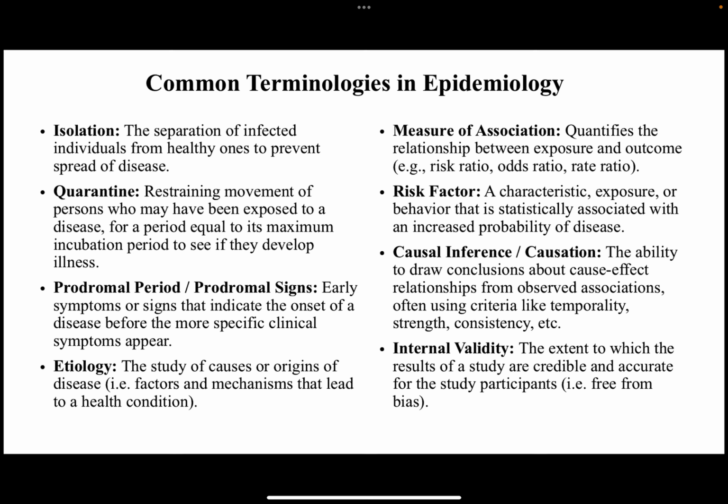Okay, so we have some infectious diseases where some signs appear before the most specific clinical signs appear. Those signs that appear before the specific clinical signs, we call prodromal signs in epidemiology. Okay, so for example, fever and fatigue before a malaria attack.